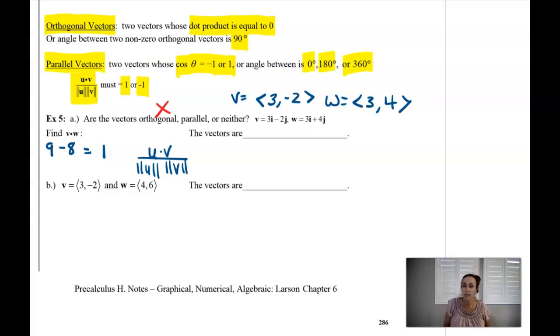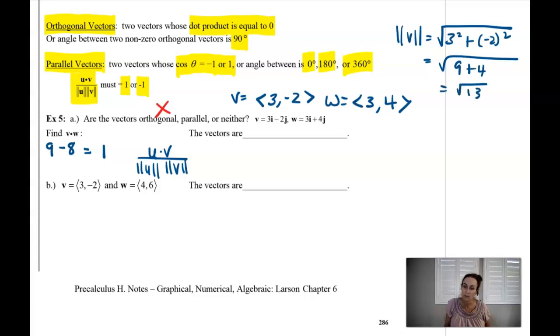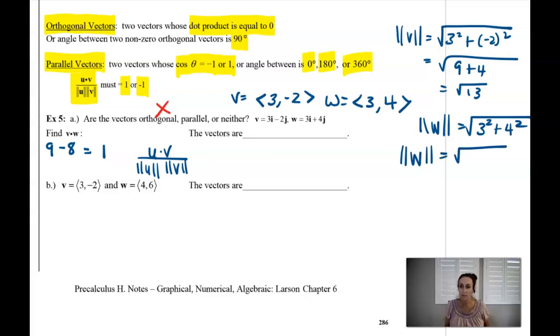So let's come over here and find the magnitudes. The magnitude of v is going to be the square root of 3 squared plus negative 2 squared, which is the square root of 9 plus 4, which is the square root of 13. The magnitude of w is equal to the square root of, and you just use Pythagorean, so 3 squared plus 4 squared. So it's a squared plus b squared. And the magnitude of w equals the square root of 9 plus 16, which is the square root of 25, which equals 5.